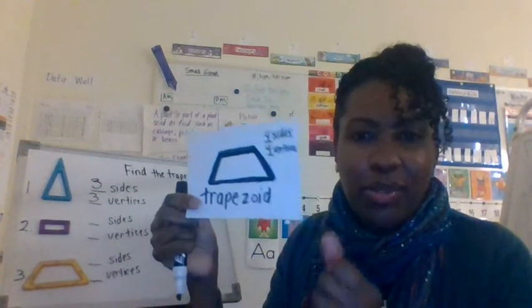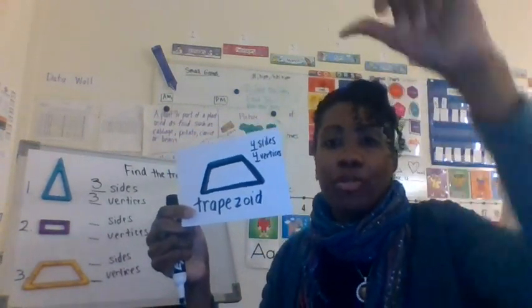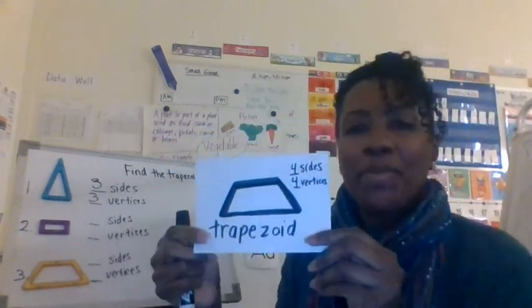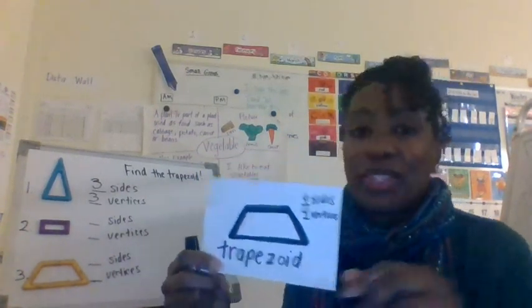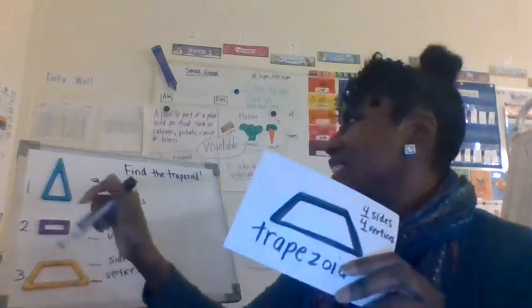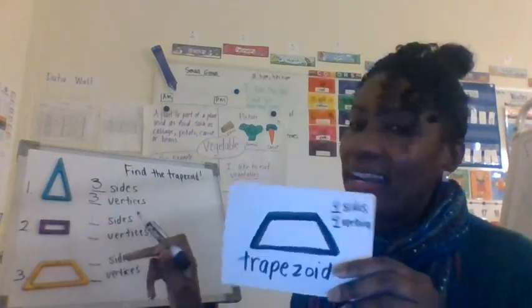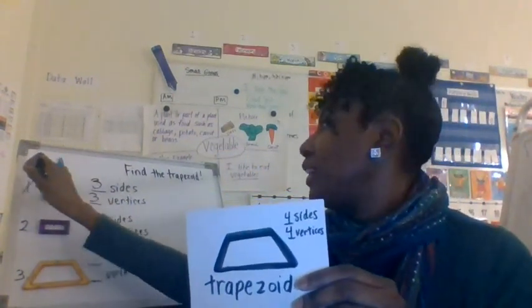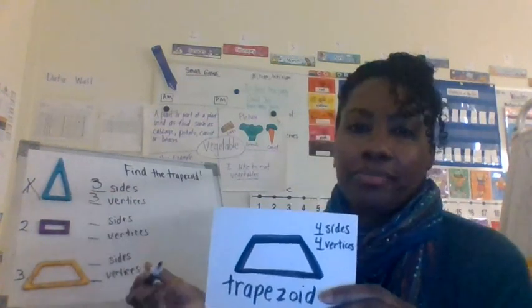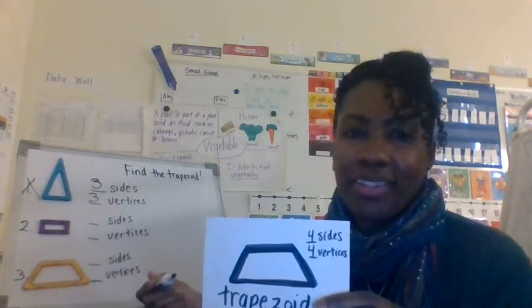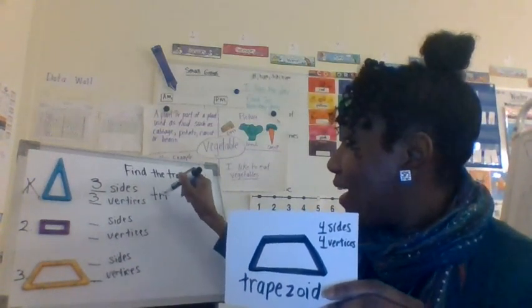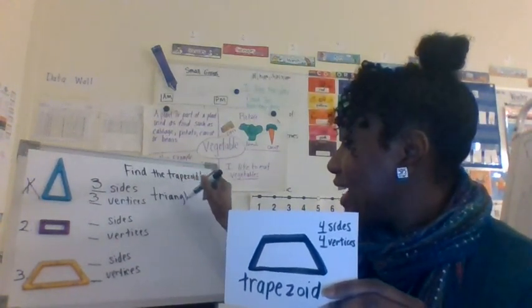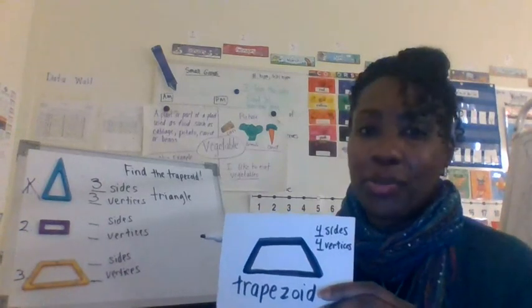So this shape has 3 sides and 3 vertices. So is it a trapezoid? Thumbs up or thumbs down? I see you, scholars. If you said thumbs down, kiss your brain. This shape is not a trapezoid. Put an X on that number 1. So what shape is that if it's not a trapezoid? Good job, scholars. That shape is a triangle. Triangle. So it's not a trapezoid.